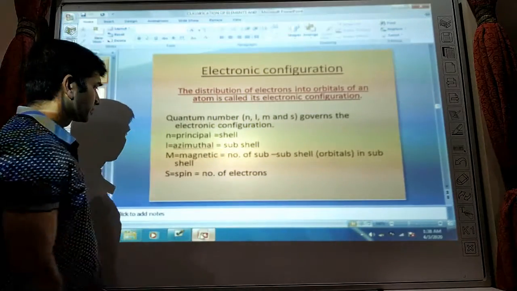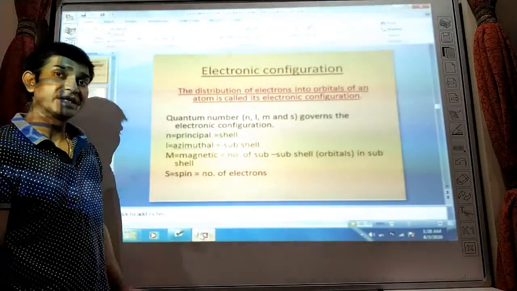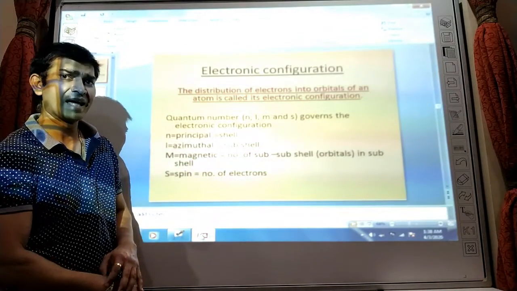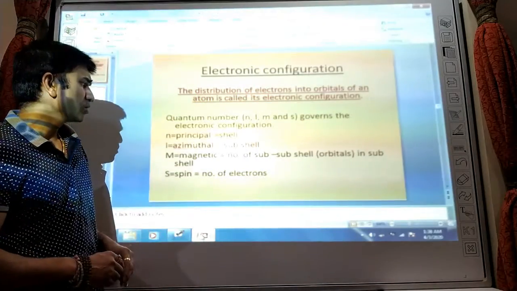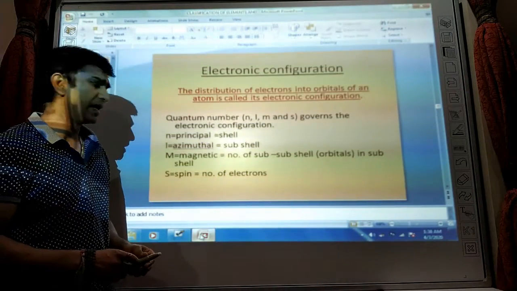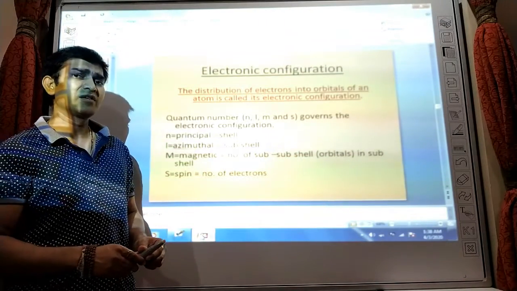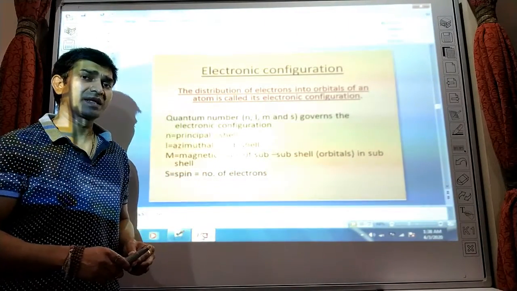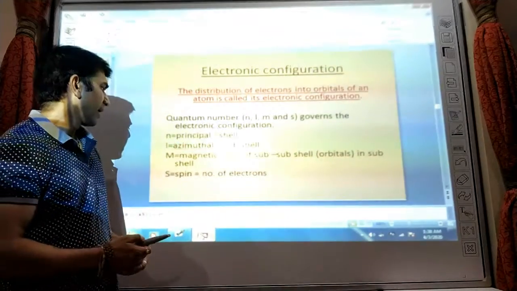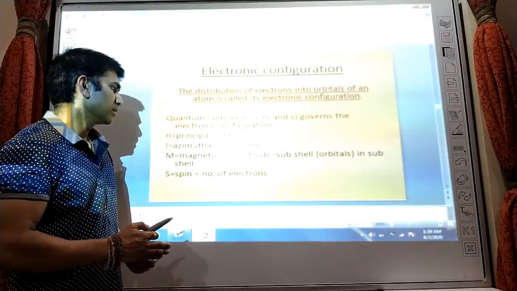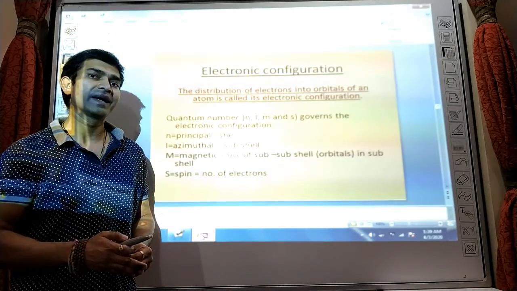One is the principal quantum number, denoted by n, which indicates the shell, that is K, L, M, or n equal to 1, 2, 3. And the azimuthal quantum number, indicated by l, which indicates the number of subshells. For example, the K shell has only one subshell, that is s. And m is the magnetic quantum number, which indicates the orbitals.